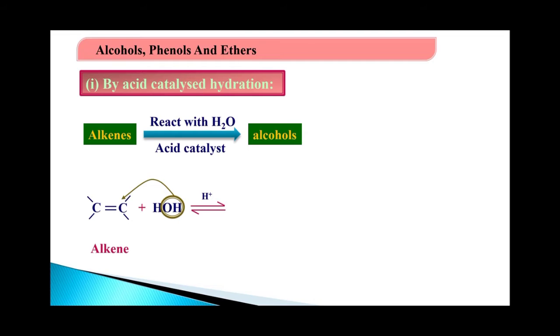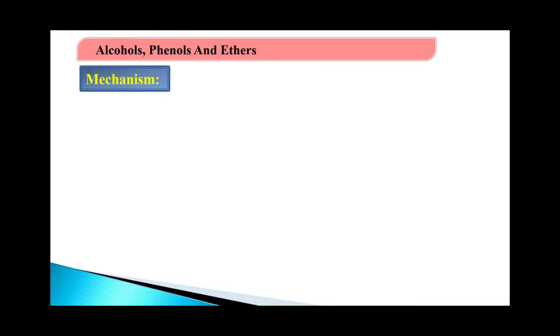First, OH minus attacks one of the carbons and the proton attacks the other carbon, and we are going to get CH and COH, in which H2O has been added across the double bond, which is going to give the alcohol as the final product. The mechanism of the acid catalyzed hydration involves three steps.